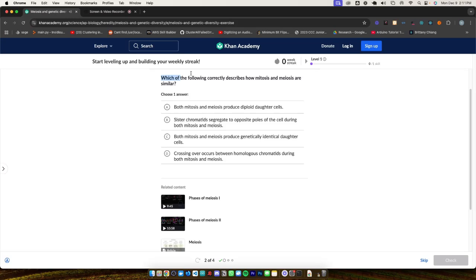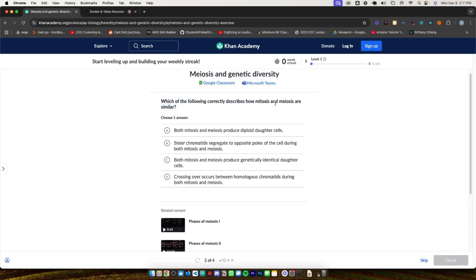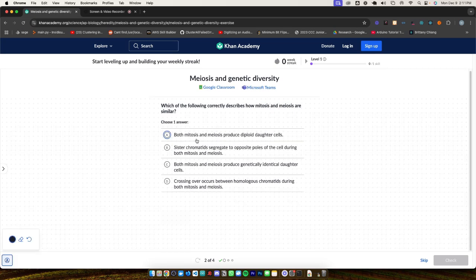Okay. Which of the following correctly describes how mitosis and meiosis are similar? Both mitosis and meiosis produce diploid daughter cells. That is not true, we just talked about it. Meiosis would produce a haploid daughter cell, one set of chromosomes, but mitosis would produce diploid daughter cells, because mitosis happens throughout your body, and you have your sets of chromosomes from each of your parents, one from your dad and one from your mom, right?